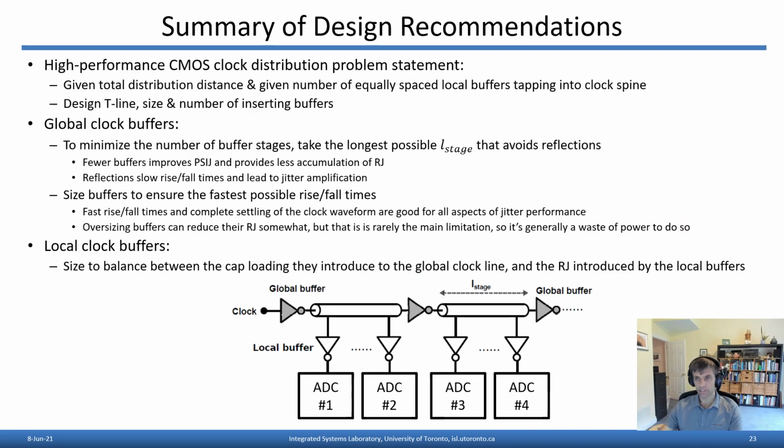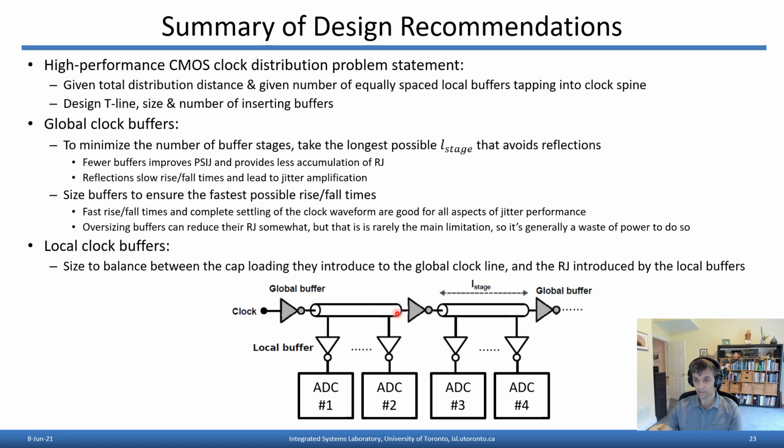So let's summarize our design recommendations here. Again, assuming you've got to distribute a clock across a fixed distance and across multiple target circuits, how should you design the clock distribution network? Well, first of all, to minimize the number of buffer stages, take the longest possible distance between buffer stages that avoids reflections. Remember that fewer buffers improves PSIJ and provides less accumulation of RJ.